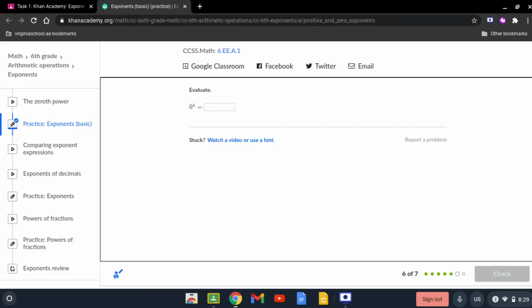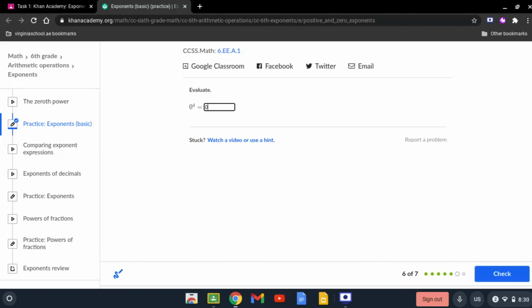Evaluate. We have 0 to the power of 4. Now we know the base number is 0. So it's just like saying multiply 0 times 0 times 0 times 0, and it's going to give you 0, so no need to use a calculator or think about it.